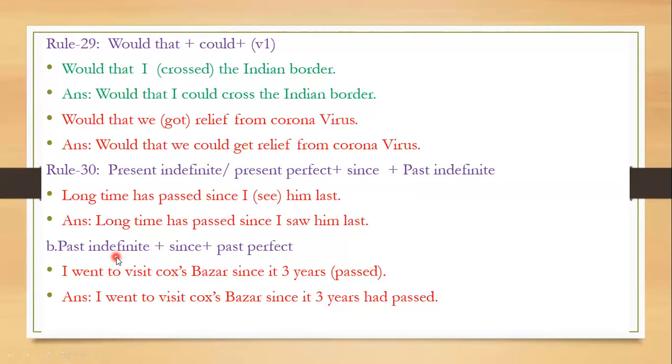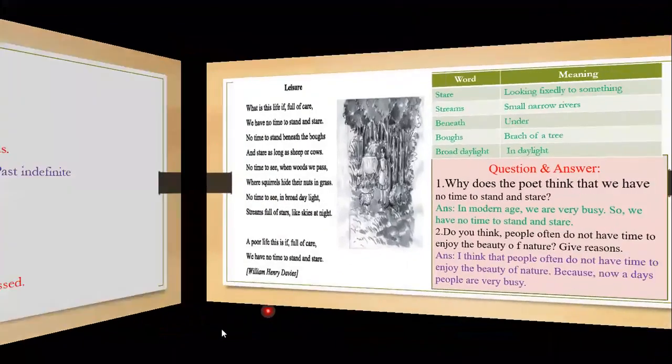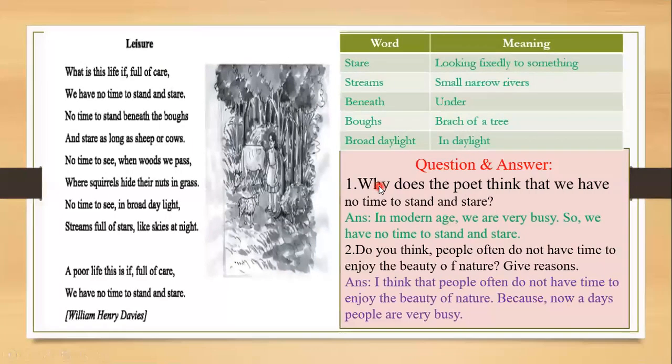If you get past indefinite at the very beginning, then since, then past perfect should be written next to since. I went to visit Cox's Bazar since it 3 years passed. Here, boys, I went is past indefinite tense. Since is also here, but the next portion is not written properly. That's why I have written past perfect: 3 years had passed.